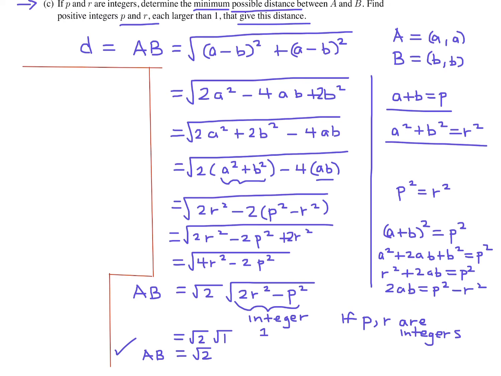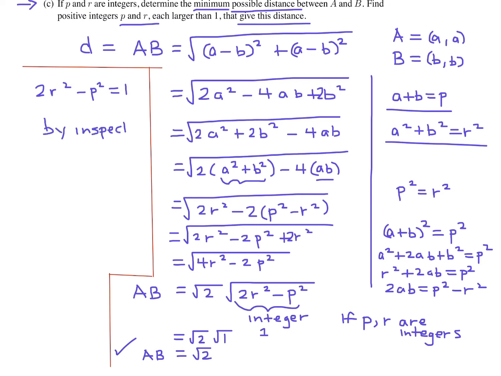Well, how did I get root 2? I set 2r squared minus p squared equal to 1, and I've got to find values of r and p that give me that, keeping in mind that p and r have to be positive integers.